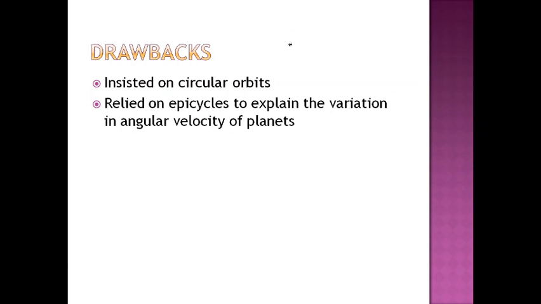Even though the Copernican model was successful in many areas, there were some drawbacks for this model. For example, this model insisted on circular orbits. Now we know a circle is not the path followed by planets. We have an ellipse, and the sun is not exactly at the center. The sun is at one of the focal points. So this was one of the drawbacks. He insisted on following this circular path.